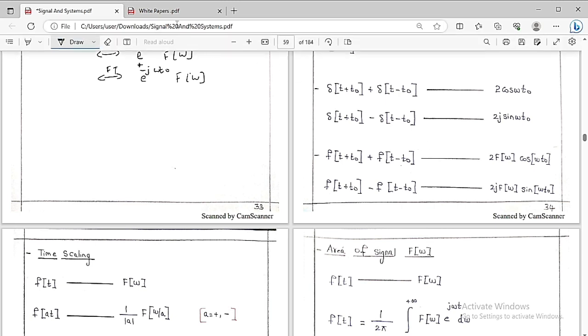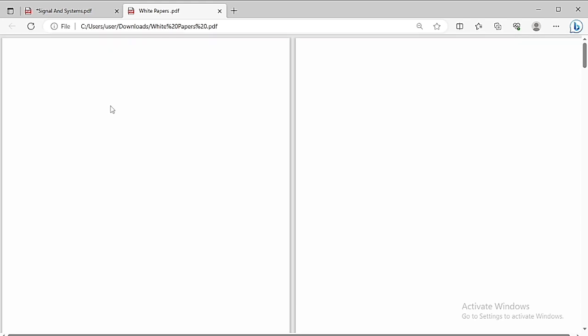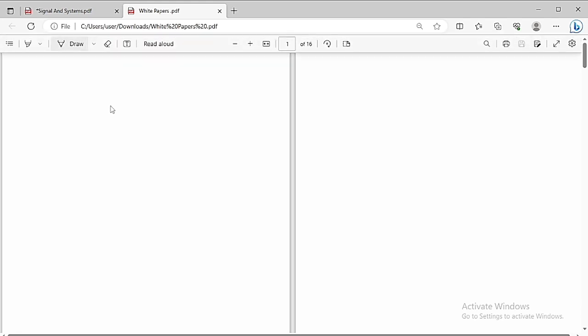So let me write here finally some important properties, so that we can remember them for a lifetime. Listen carefully. For f of t, if the Fourier transform is f of omega, then I have already told you, for f of t plus or minus t naught, what is the Fourier transform? It is e to the power of plus or minus j omega t naught times f of omega, right?